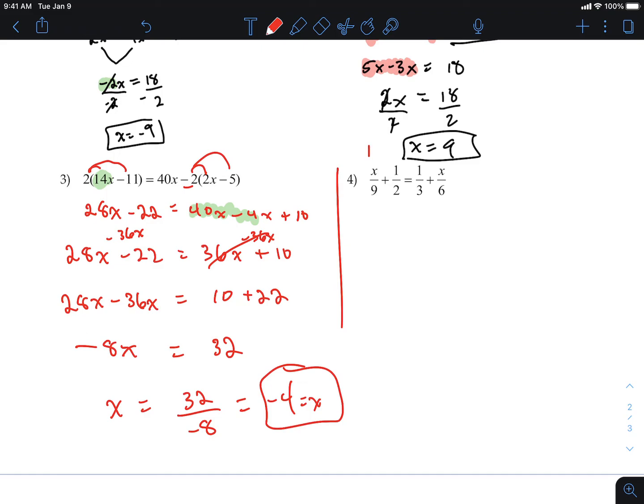I see pieces with an x in it. Try this one here for a sec. Get the two pieces with x in it on one side, and the two pieces with a number in it on the other. I'm going to take the x over 6 and move it to the other side. So I'm going to get x over 9 minus x over 6 plus 1/2. I'll do this in the second stage here.